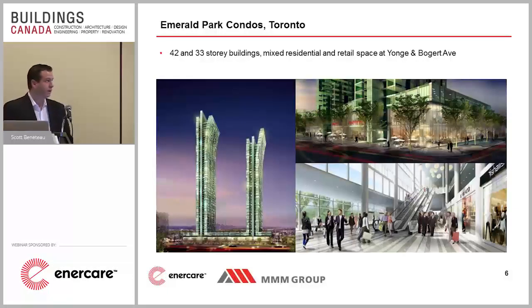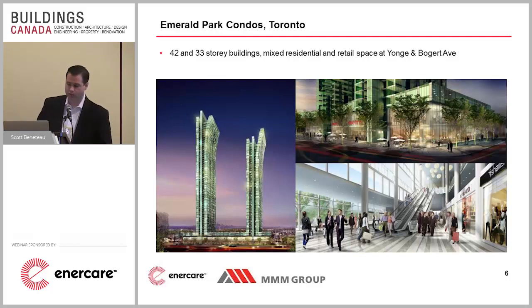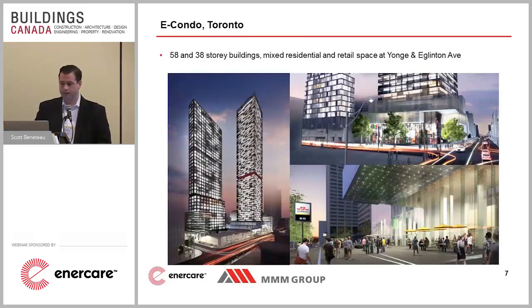Here's a couple of examples that Enercare has worked on of mixed-use commercial spaces. With Basis, we have the Emerald Park condos. These are large mixed residential and retail space in Yonge and Bogart area. You can see them easily from the 401 around the Shepherd area. Quite a lovely design, and it integrates mezzanine level with grocery. There's an LCBO there, some common areas, plus the residential towers. And the e-condo as well. That's in the Yonge and Eglinton area, and is also a good example of a mixed-use development that we see more and more common in this particular part of the city as well.